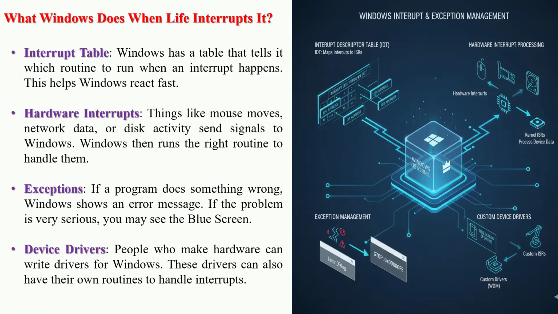Windows immediately runs the right routine. If a program makes a serious mistake, Windows shows an error message. If the situation is very serious, the famous blue screen appears, and that is Windows saying the system cannot safely continue.